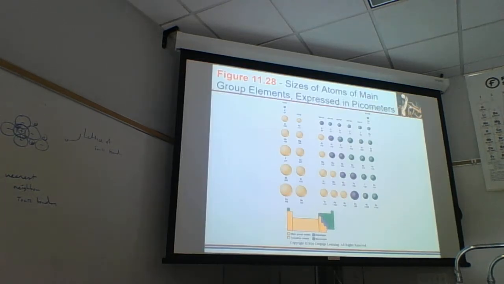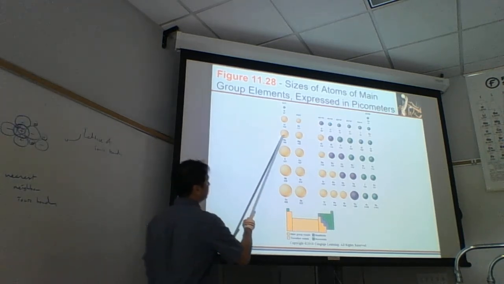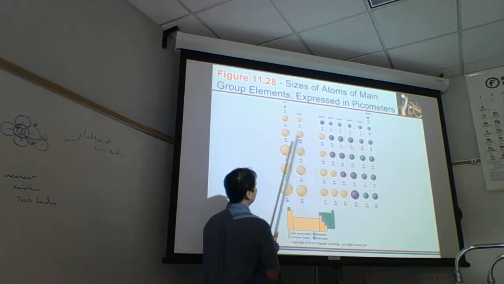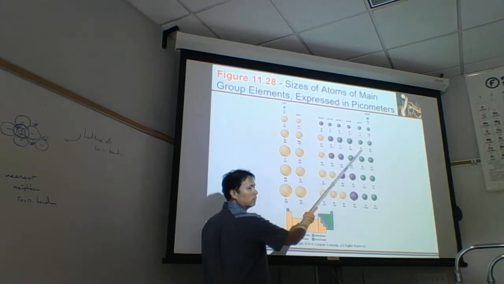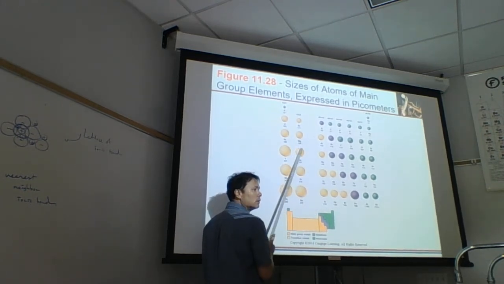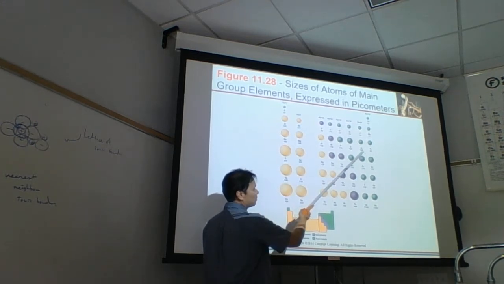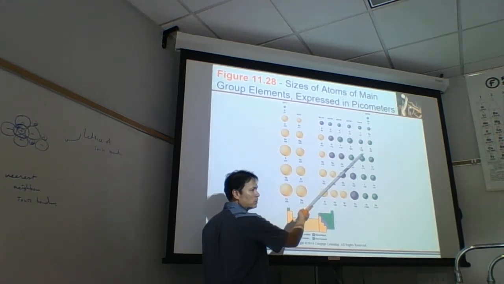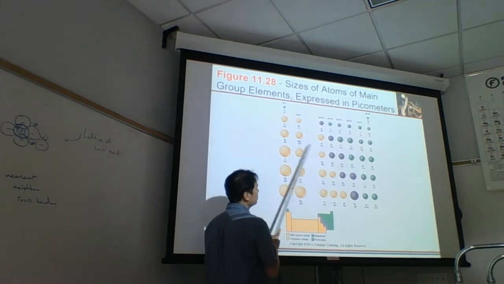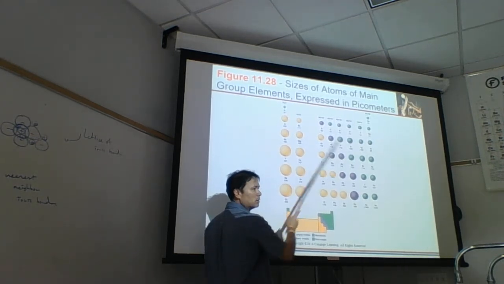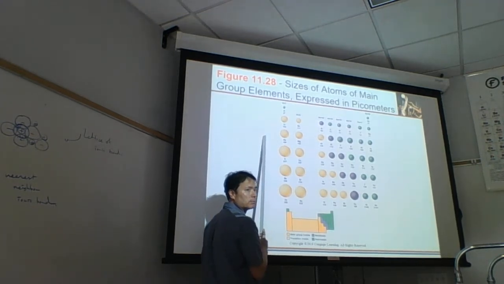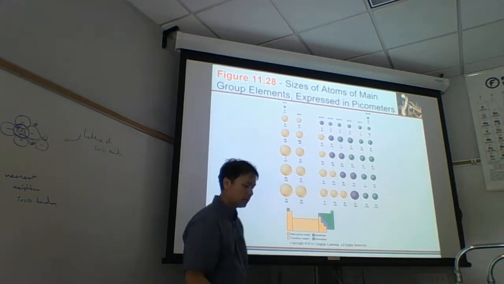That's what we see here. Sodium's here, chlorine's here. So sodium is bigger than chlorine. Why is that? Well, shouldn't it be the other way? Because chlorine has more protons, more neutrons, and more electrons. So shouldn't chlorine be bigger than sodium? You would think it would be bigger, but it isn't.